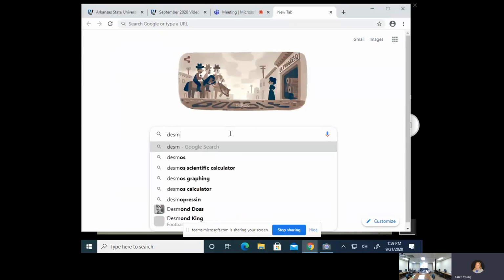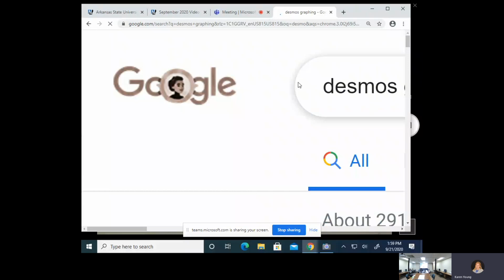Have y'all ever heard of Desmos? Yeah. Okay, so we're going to use the Desmos graphing calculator. Why is that so good?